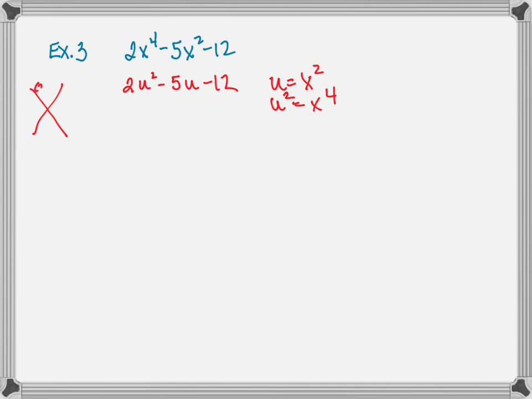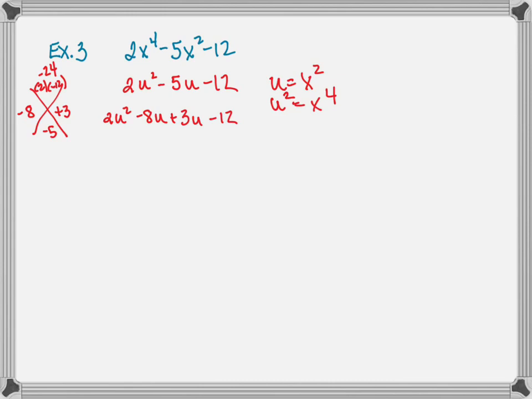I'm looking for numbers that multiply to 2 times negative 12, or multiply to negative 24, and add up to negative 5. And those numbers are negative 8 and positive 3. So because we do have a coefficient of my quadratic term that is not 1, we will have to expand out the middle and use factoring by grouping. So I've got 2u squared minus 8u plus 3u minus 12.